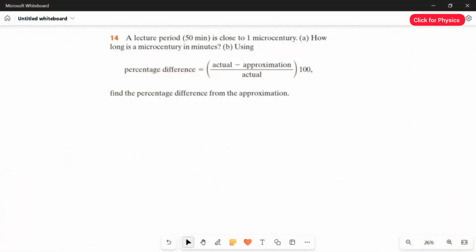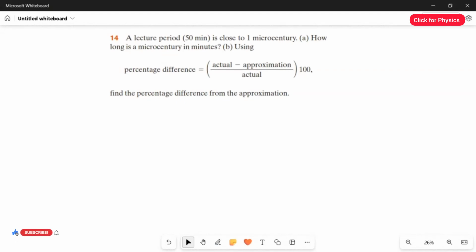Question number 14. In this question, we have to answer two questions, part A and part B. First of all, let's read the question and then we'll go step by step. A lecture period, 50 minutes, is close to 1 microcentury.